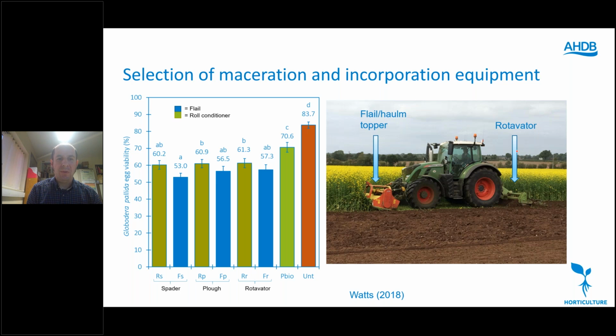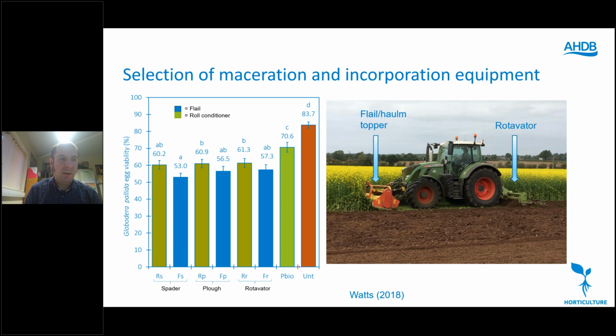When we looked at the implements, it's a bit complicated. If you look down at the bottom, you can see the comparison between a spader, a plough, and a rotavator. The spader is a deeper cultivating implement, and we were able to pick out a difference there when we're spading and when we're flailing, compared to if we were using a rotavator and a roll conditioner. And the comparisons that you've got on this graph are partial biofumigation, illustrated by the green bar, and an untreated fallow by the red bar there.